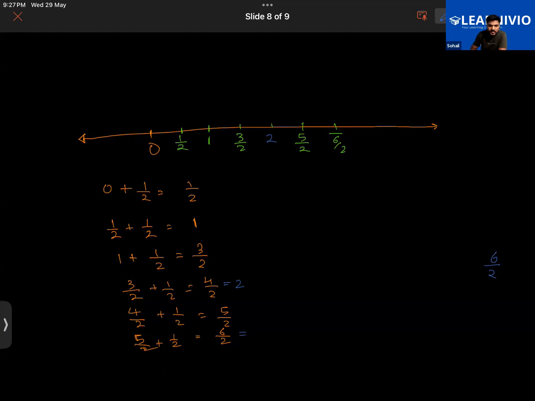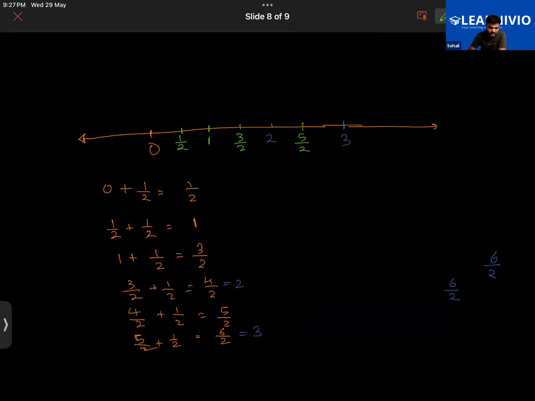Look over here. 6 upon 2. 6 is getting divided by 2, like 6 divided by 2. So 6 is divisible by 2, 3 times. That is going to be 3. As simple as that. Are you getting it? So this 6 upon 2 can be replaced and we can simply write 3 over here.